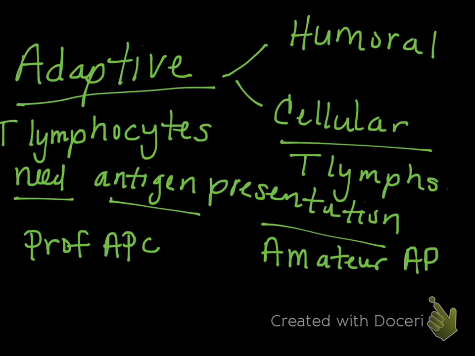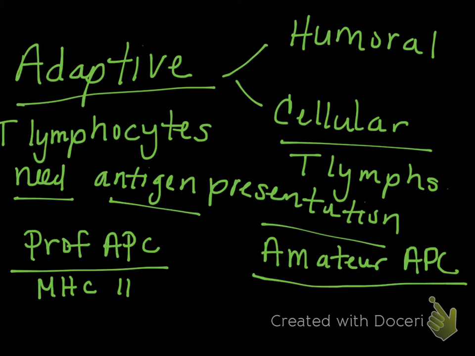antigen presenting cells. And our professional antigen presenting cells display a receptor or class of MHC called MHC class 2. All of our other cells have a receptor on their surface called MHC class 1. So professional antigen presenting cells are actually B cells, B lymphocytes, and phagocytic cells like macrophages or dendritic cells. So we're just going to say phagocytes.